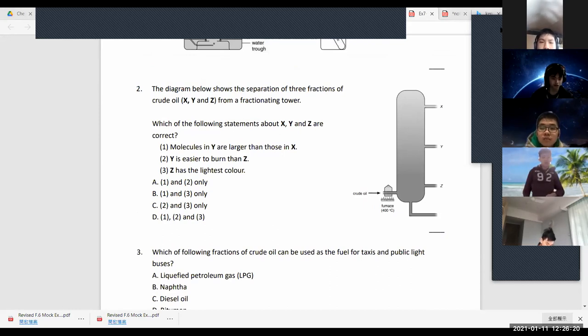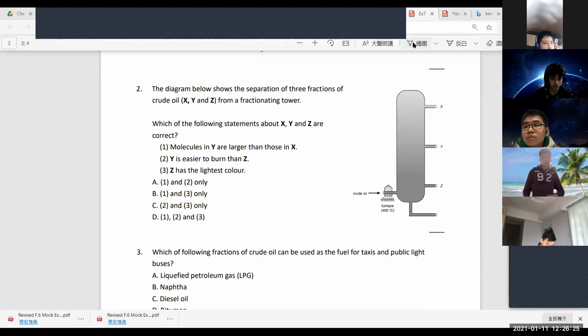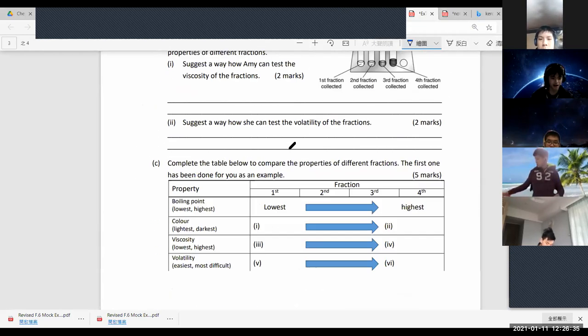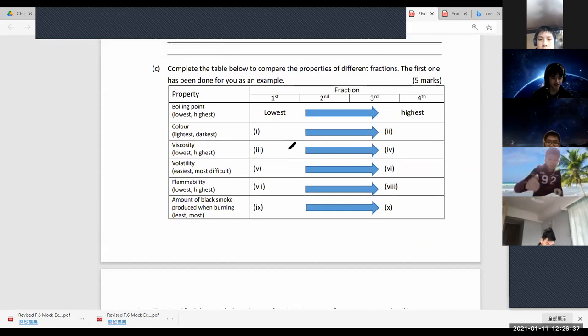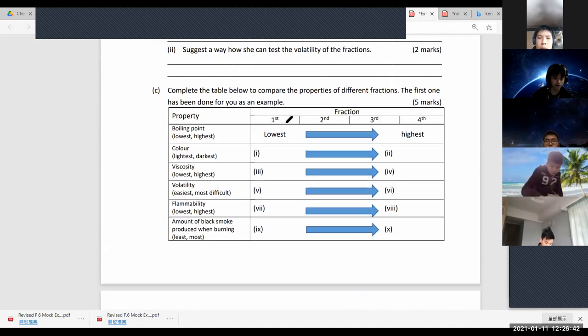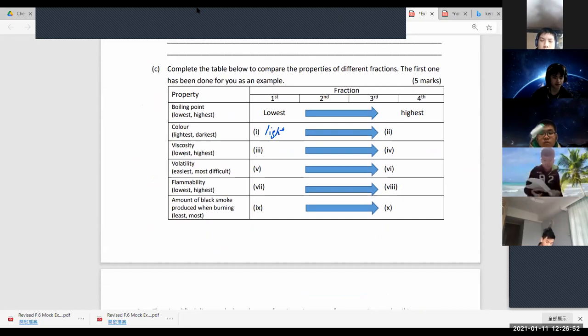Okay, so if you want to understand this part, you should know the following. One, you should know the table. The answer is A. You should know the table you find here. You are going to have a fractional distillation of crude oil into fractions. We have the table: boiling point from lowest to highest; the color, from the lightest to darkest.